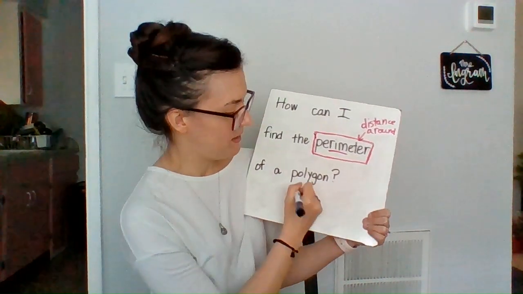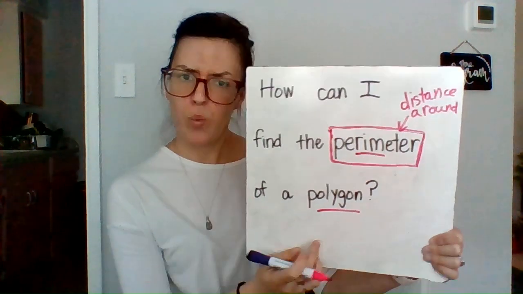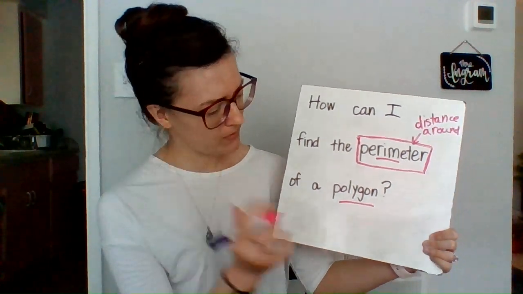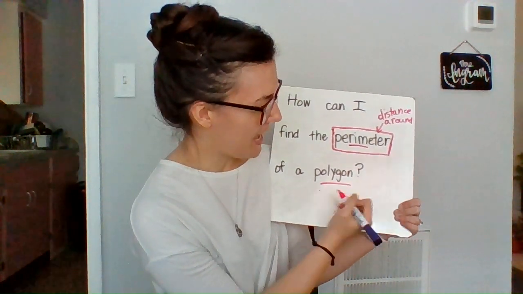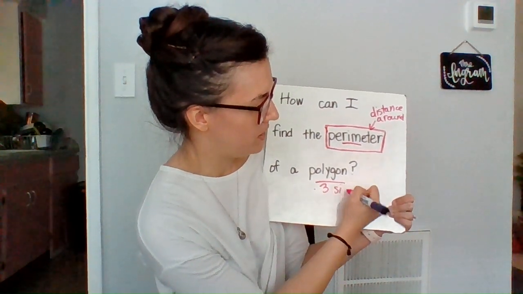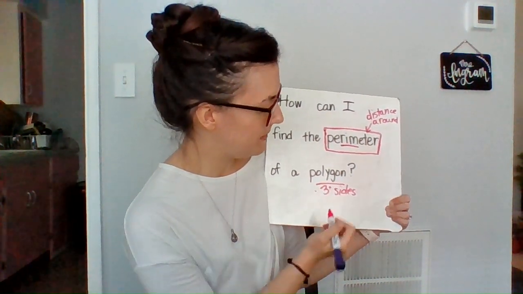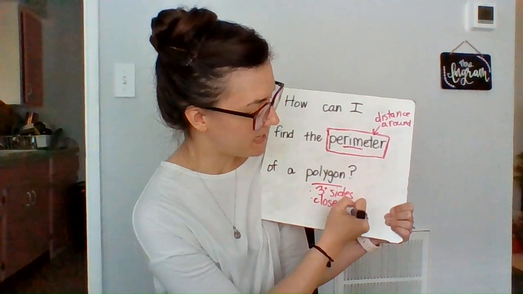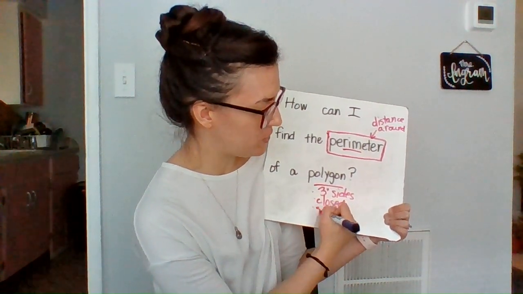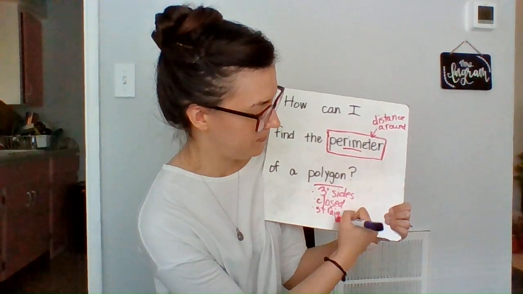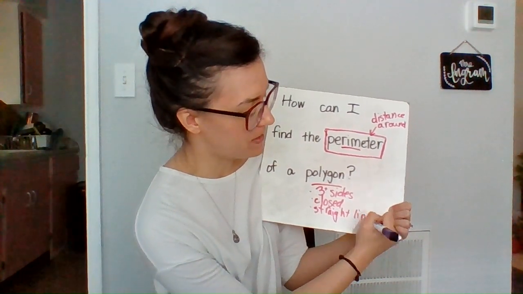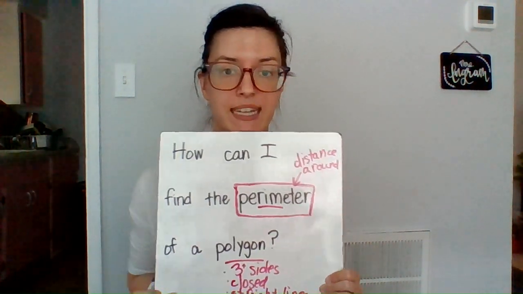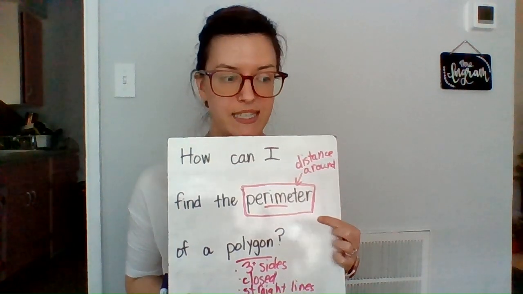And specifically, it asked about polygons. What is special about polygons? What do we know about polygons already? Polygons have at least 3 sides, 3 or more sides. I'll add a little plus. We know that polygons are closed shapes, and we know that they have only straight lines. So all of the shapes we're going to be talking about will have 3 or more sides, they will be closed, and they will only have straight line sides. So we'll be finding the distance around all of these different shapes.